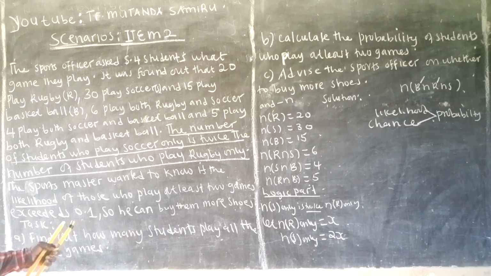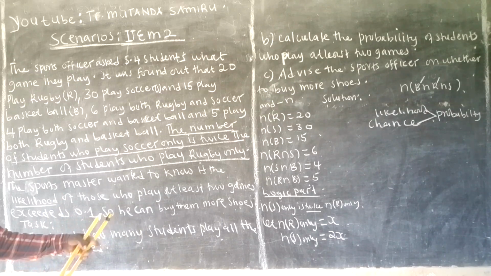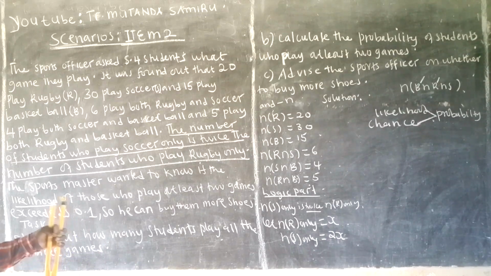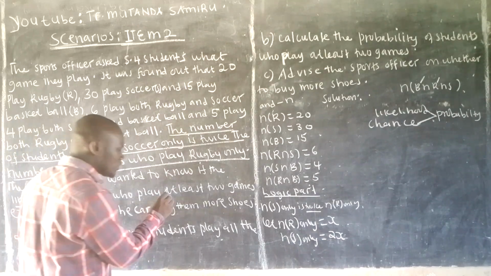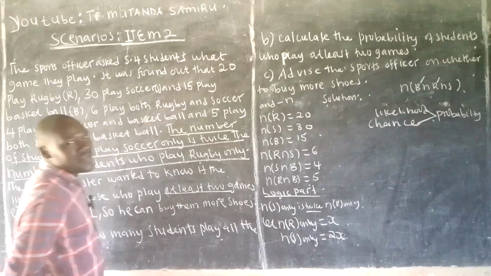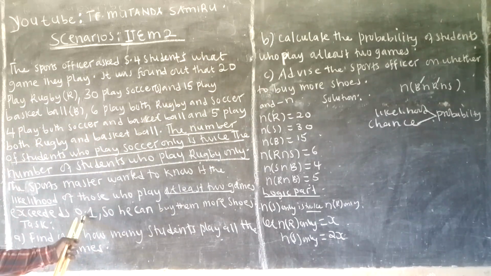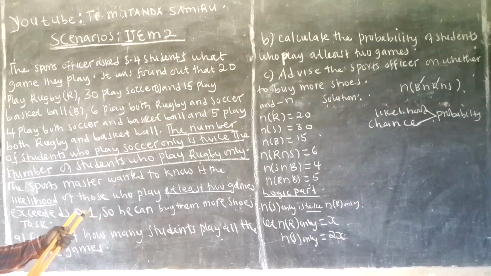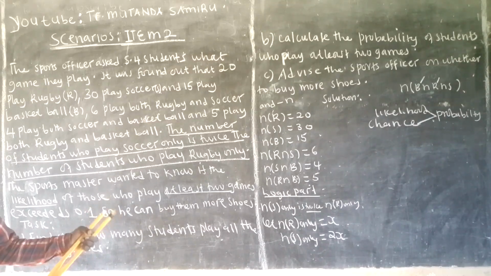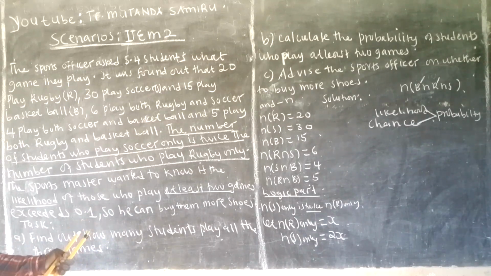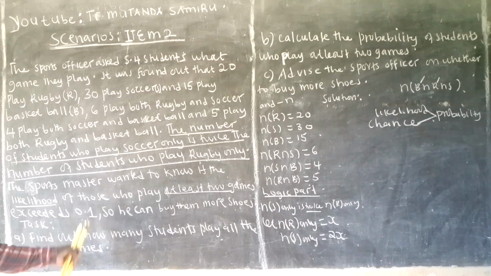Okay, he wanted to know if it exceeds 0.1, so what? So he can buy them more shoes. Maybe the sportsmaster wanted to know if those who play at least 2 games are more than 0.5. Now this is the probability. So you go and get the probability of students playing at least 2 games, then see if it exceeds 0.1. If it exceeds 0.1, then you say therefore the sportsmaster will buy them shoes. If it is less than this, then you say the sportsmaster should not buy shoes for them. That is what this means.